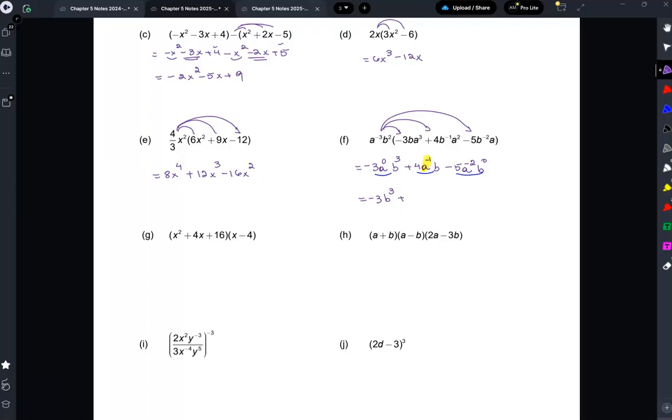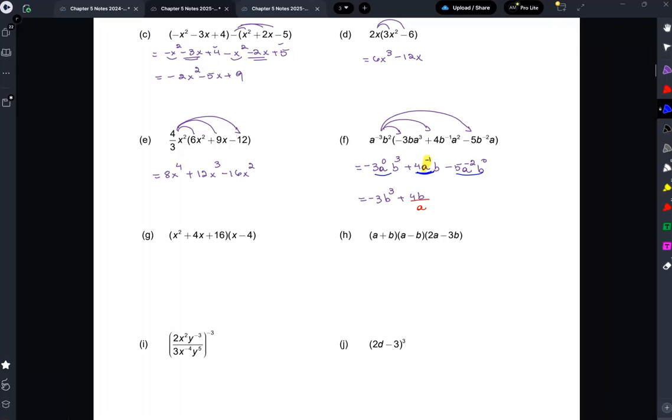Plus, here is where the change needs to happen. The 4 is fine, it could stay there. The b is also fine, it could stay there. It's the a that we have an issue with. A to the negative 1 has to go down and become a to the 1. Now, look at what's important here. That a to the negative 1 only belongs to this term.